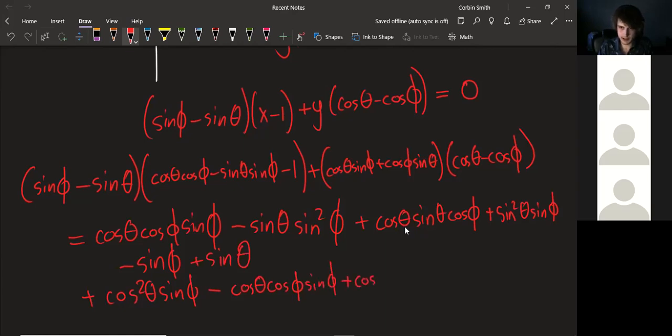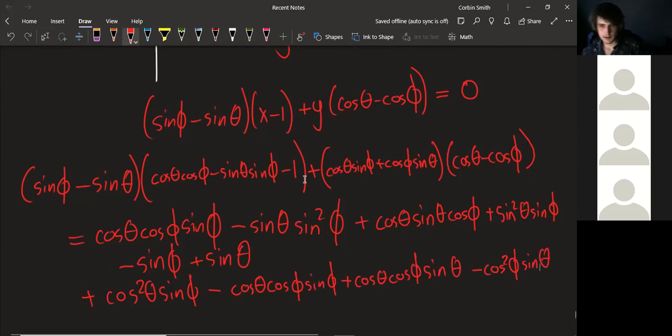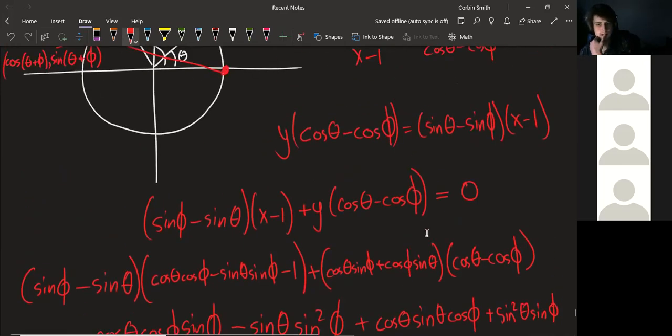plus cosine theta cosine phi sine theta. Feels like there was a mistake that happened. And then we have minus cosine squared phi sine theta. There was a mistake.